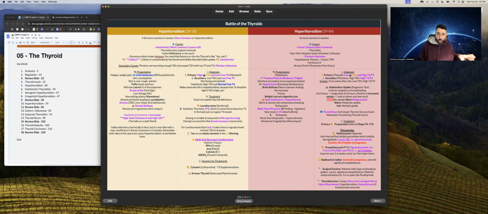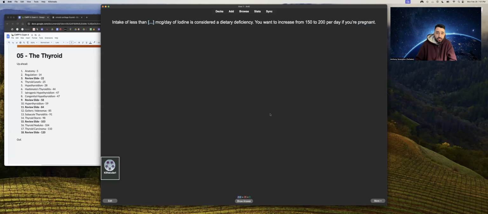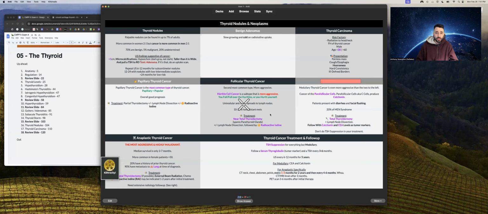No uptake is going to be a cold radioiodine uptake test. Intake of less than blank per day of iodine is considered dietary deficiency. It's going to be 100 micrograms. All right, this is going to be just simply the name medullary thyroid cancer. It's kind of our third most aggressive.